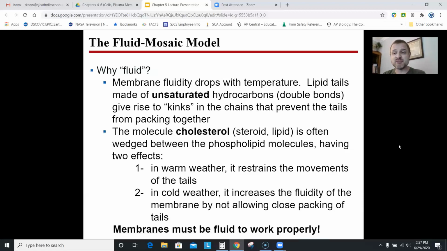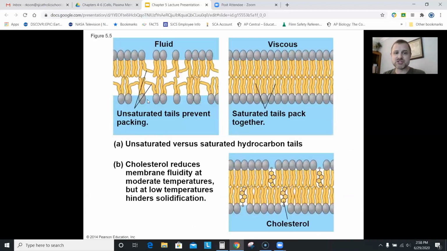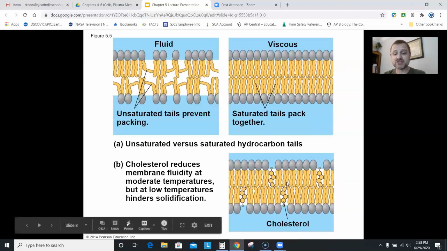So membranes must be fluid to work properly. Again, if it gets too cold, the two things you can do is you can up the amount of cholesterol, or you can increase the unsaturated fatty acid, which gives more kink to the fatty acid chains. This picture just shows this. This is a very fluid one. This would be not as fluid. And here the cholesterol increases the fluidity.